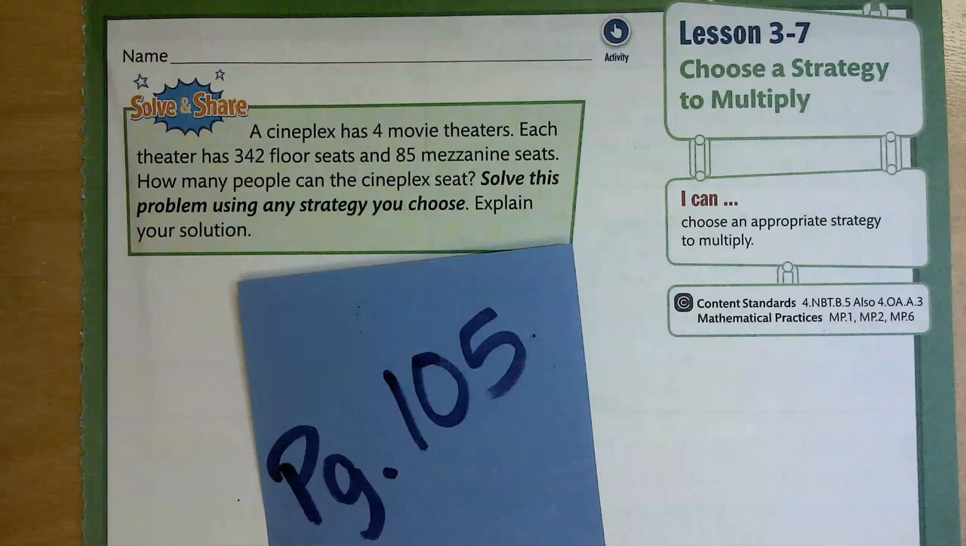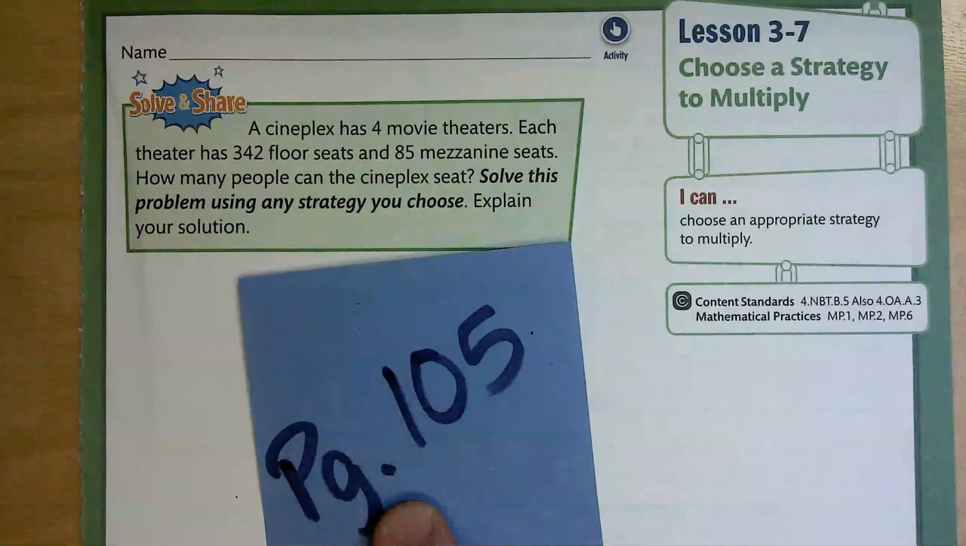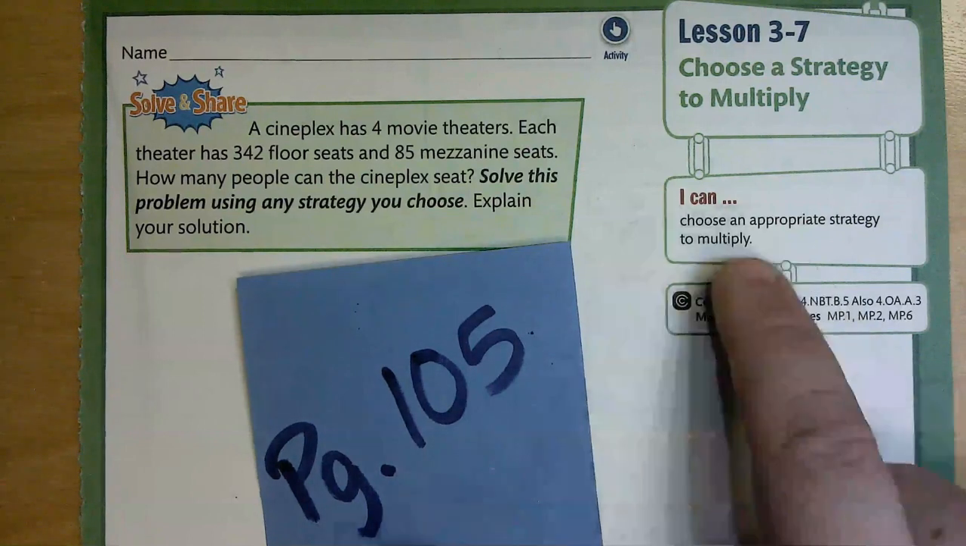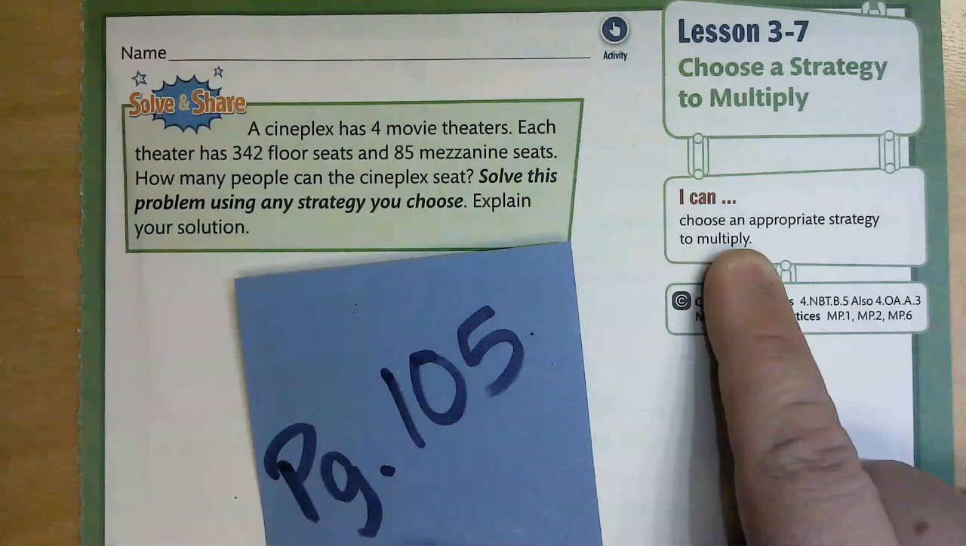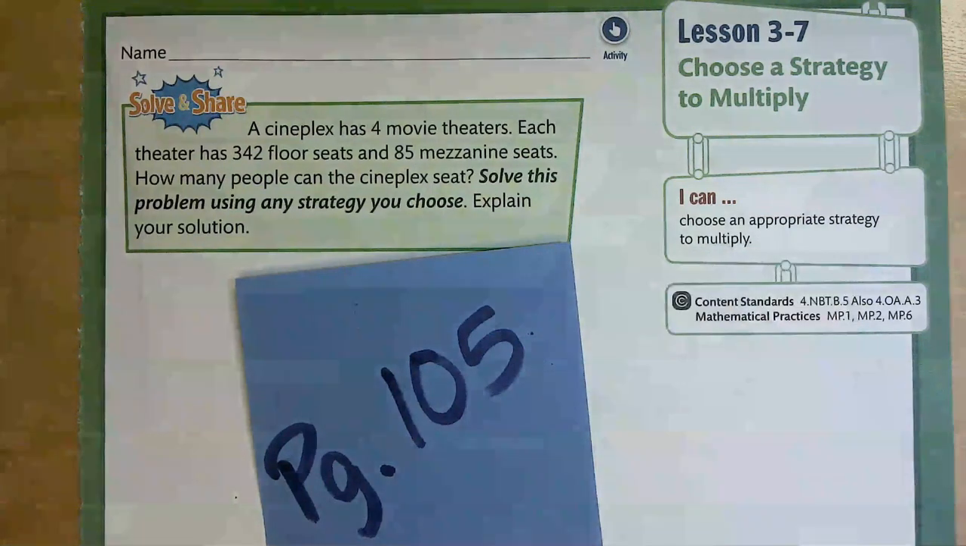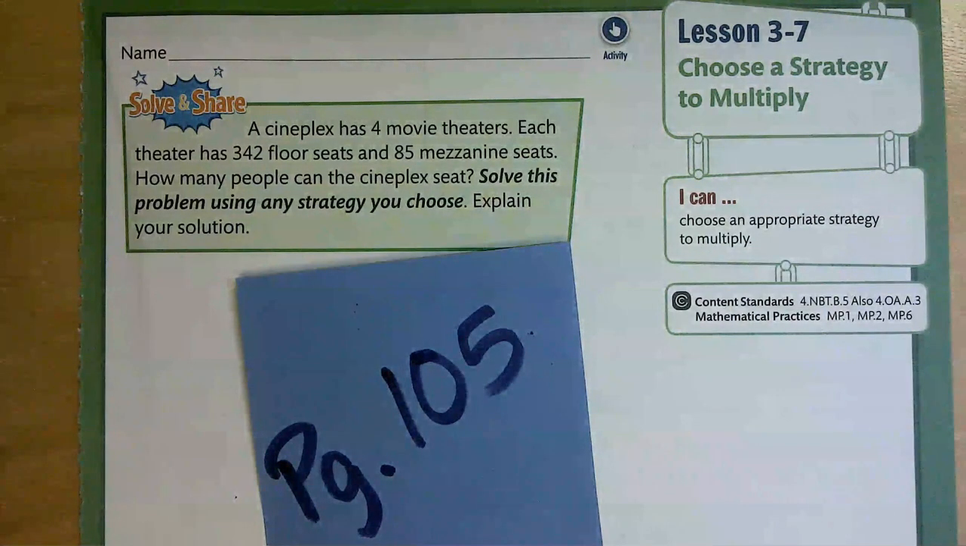Campbell. We are going to be working on lesson 3.7 today, which is choose a strategy to multiply. So go ahead and grab your math book right now with me. We're going to be starting on page 105. And for this today, we are going to be saying, I can choose an appropriate strategy to multiply. And that's what we've been working on this whole chapter.